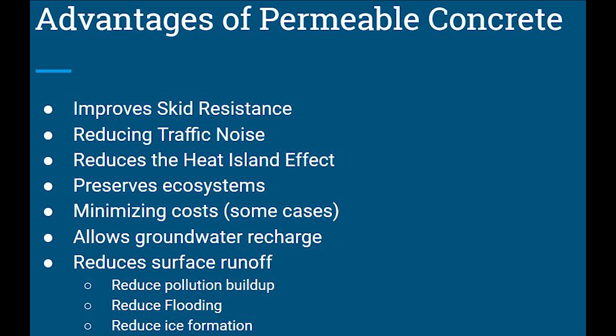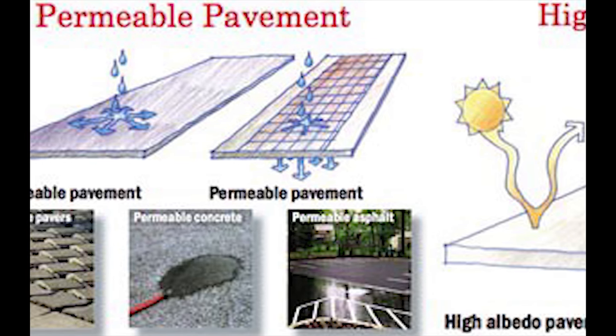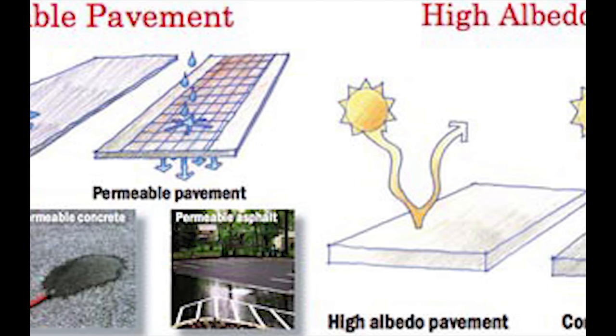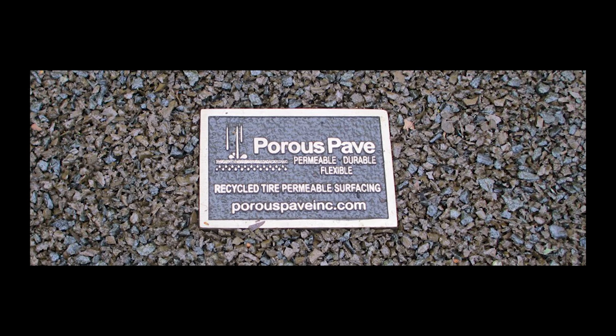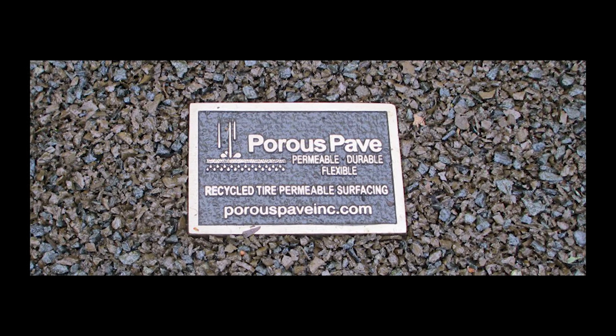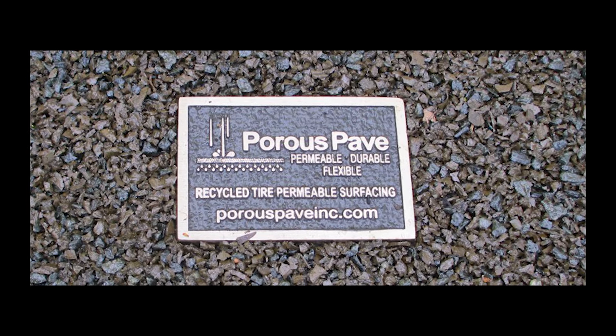Permeable concrete has many advantages. It improves skid resistance on rainy days by removing water at a fast rate. It also reduces ice formation on cold days due to the absorption of water. There is a reduction of noise because the porous pavement tends to absorb most of the sound generated by the traffic. It also reduces the heat island effect in large cities due to its lighter color. Permeable concrete can be made from recycled materials, which allows for minimizing cost or further increasing the environmental impact.